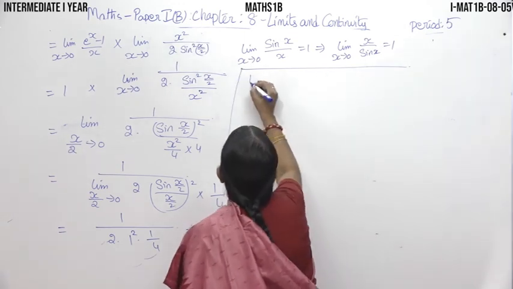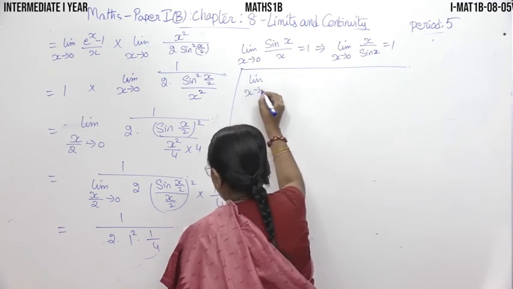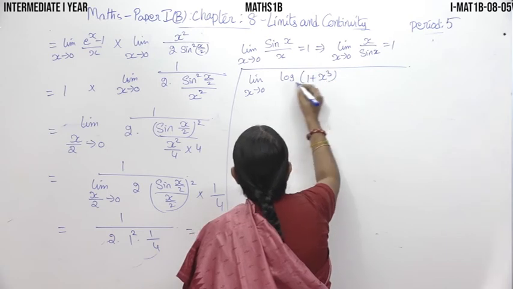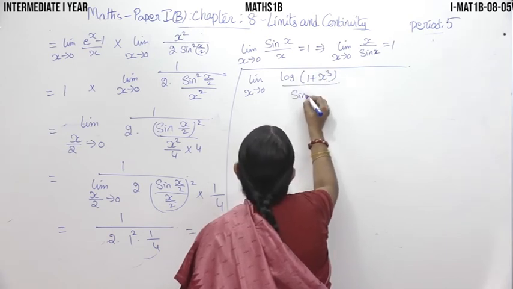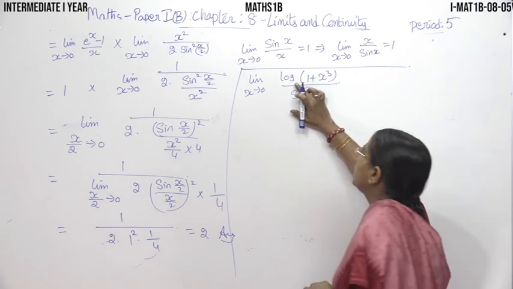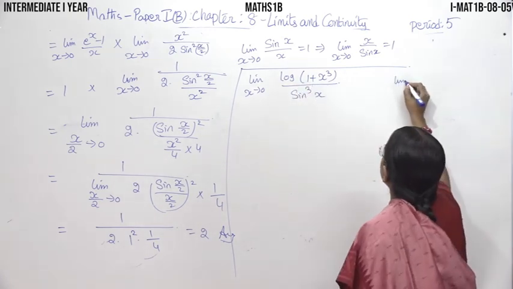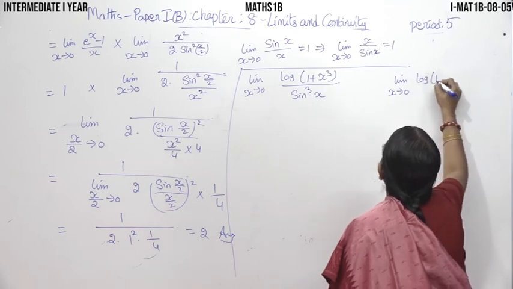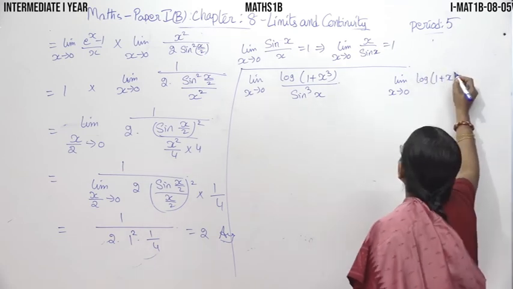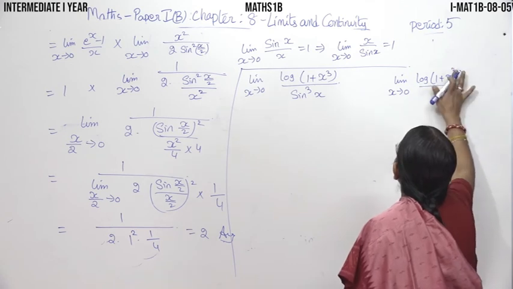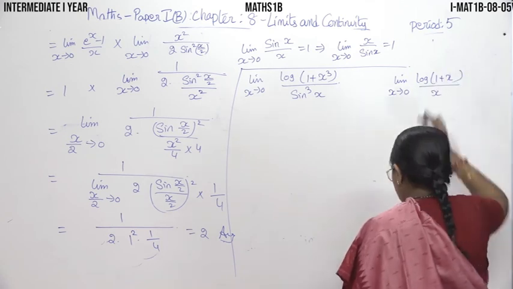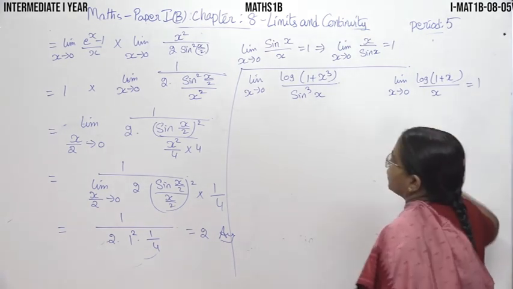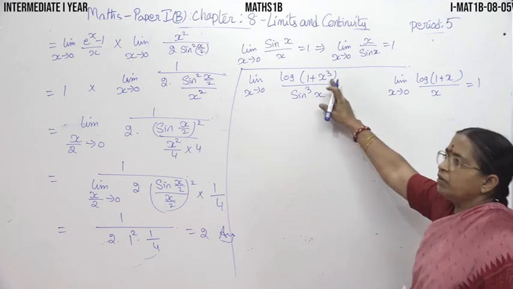Next problem, limit x tending to 0 of log of 1 plus x cube by sin cube x. So here again we have the standard limit. What is the standard limit? Limit x tending to 0 of log of 1 plus x by x is equal to 1. This is the standard limit. So in the place of x, you have x cube.